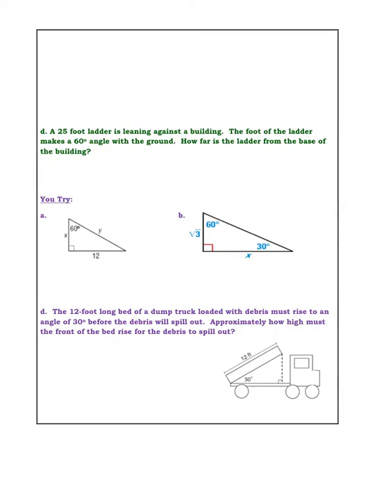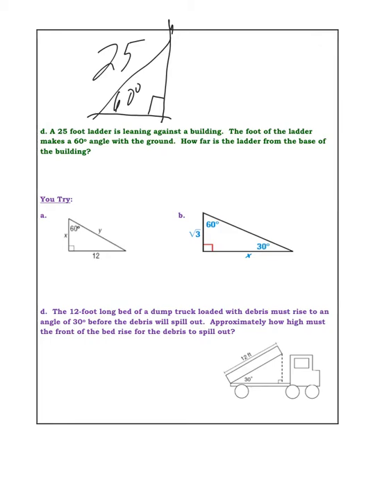All right, a 25-foot ladder is leaning against a building. So I'll put 25 like that, and this will represent my building. And that'll represent the floor. The foot of the ladder makes a 60-degree angle, the foot at the bottom, with the ground. See, so foot's at the bottom, the ground's on the bottom. That's how I knew to put 60 at the bottom. How far is the ladder from the base of the building?